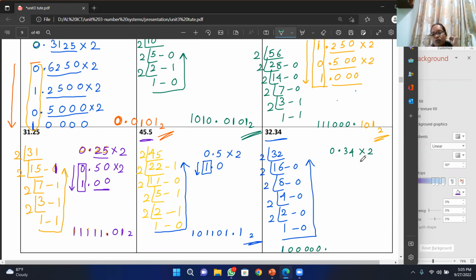So the 0.34, that is properly not multiplying until 0. So you have to stop from the middle, right? Like this. 0.68. Again multiplied by 2 means 1.36. Only the 36 part you have to multiply by 2. That is 0.72. That's enough, right?